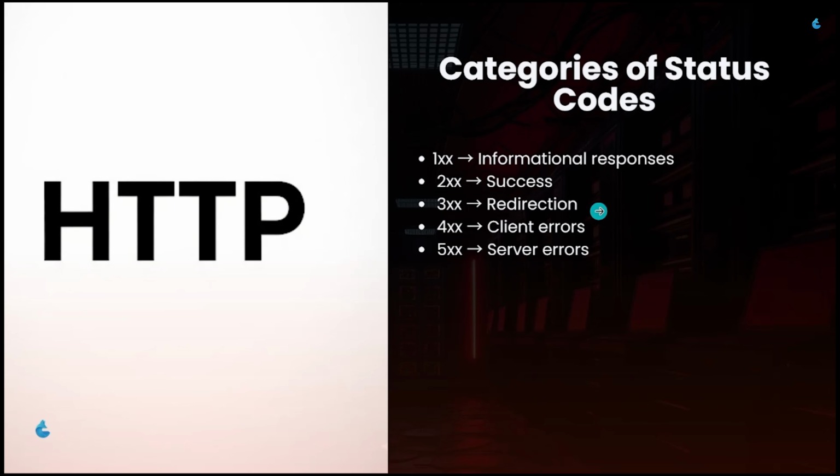The 300 slot is generally for redirection, which means the requested resource got moved or is fetched from somewhere else. Then the 400 slot is for client errors, which means there's a problem with the request itself. And the 500 slot is for server errors, where something went wrong on the server side.